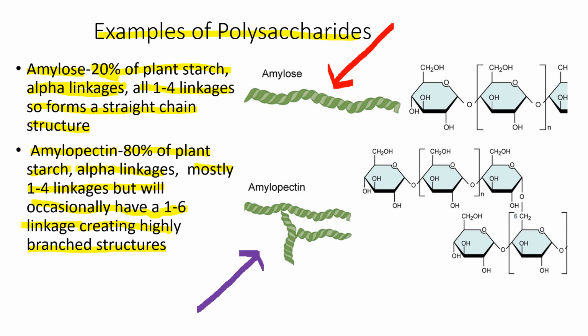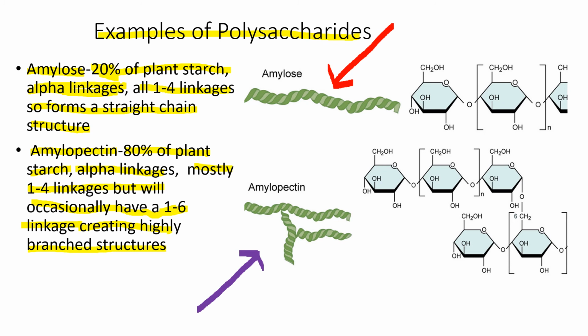You can see you have these branch structures because it's not just 1,4 linkages anymore. You kind of get some 1,6 linkages sometimes happening. And what those 1,6 linkages do is they form branches. You can have branches coming off of branches, coming off of branches. You get this highly branched type structure.